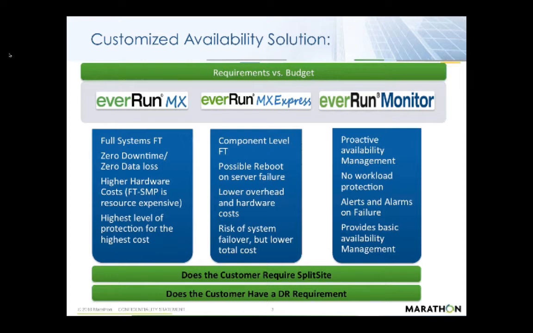And then, one of the things that we want to make sure all of our partners are asking is, does the customer require split site? So if they're running an MX or an Express implementation, have they considered the benefits of separating these assets? Have they considered the benefits of insulating themselves from that macro level event that may bring the system down, like a power outage, or a cooling unit that goes offline and ultimately forces systems to start shutting down in the data center?